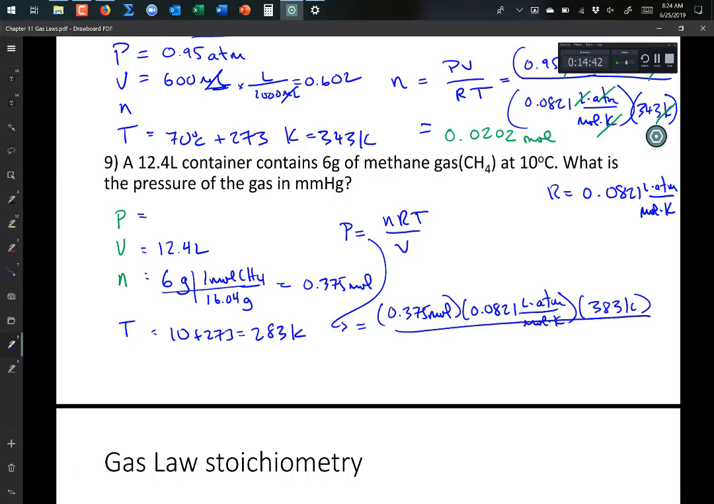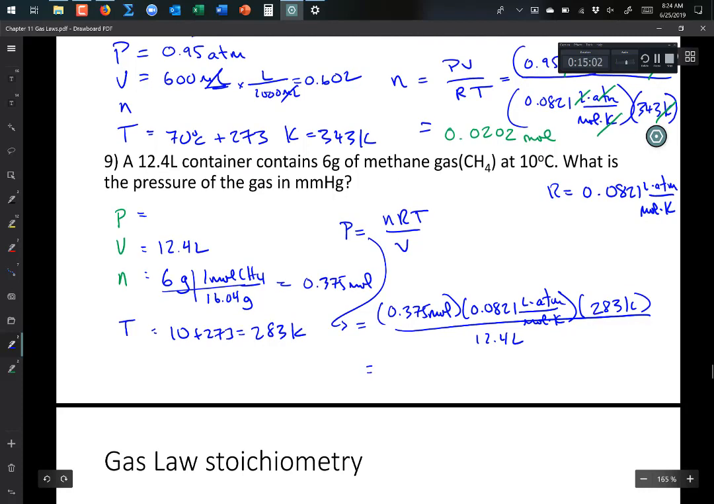Divided by 12.4 liters. Somebody must have done the calculation by now. What'd you get? Because it's 283. Sorry, 283. I'm used to doing like hundreds of degrees. And what'd you get? 14.475 ATM. But the question asked for millimeters of mercury, so we can convert that over.